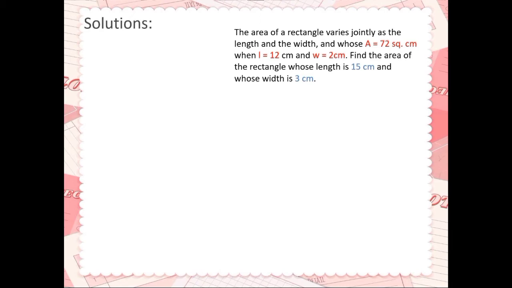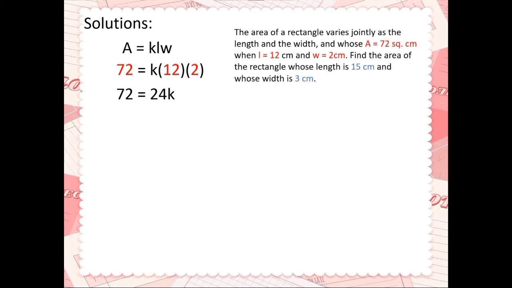For the solution, let us write first the variation mathematical sentence, which is A is equal to kLW. Now let us substitute the value of A, L, and W on the equation. Then we will be having 72 is equal to k times 12 times 2. Then get the product of 12 and 2, which is equal to 24. So 72 is equal to 24k.